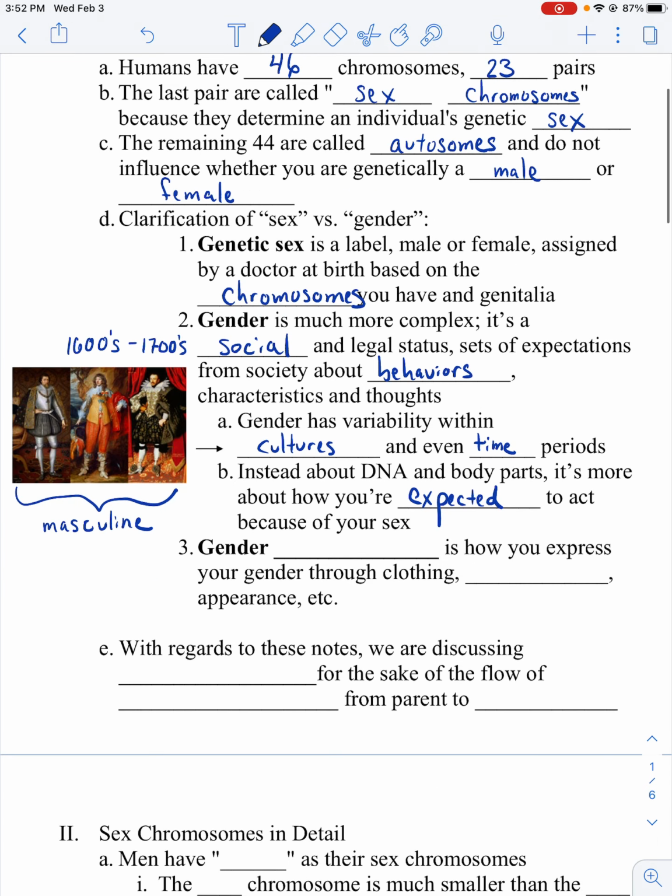And then finally, gender identity is how you express your gender through clothing, behavior, appearance, etc.